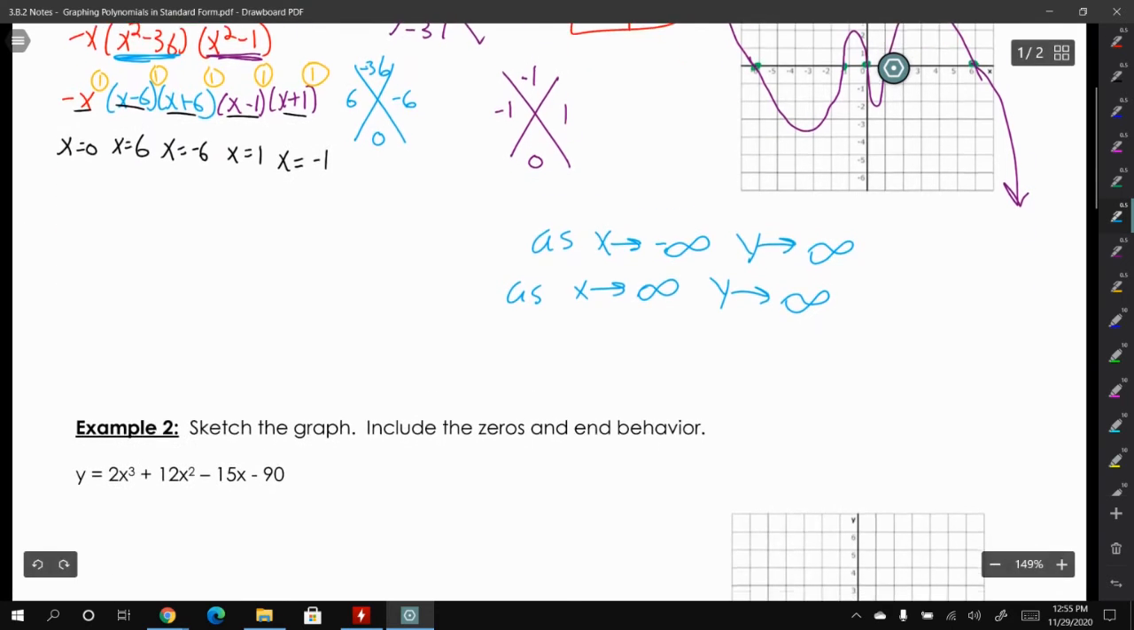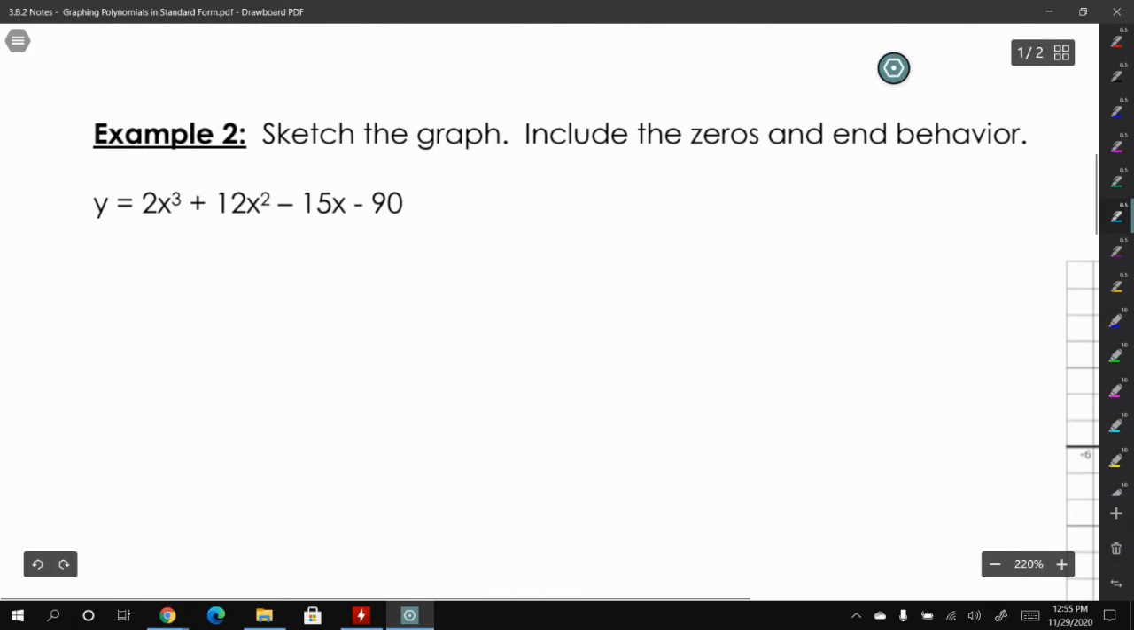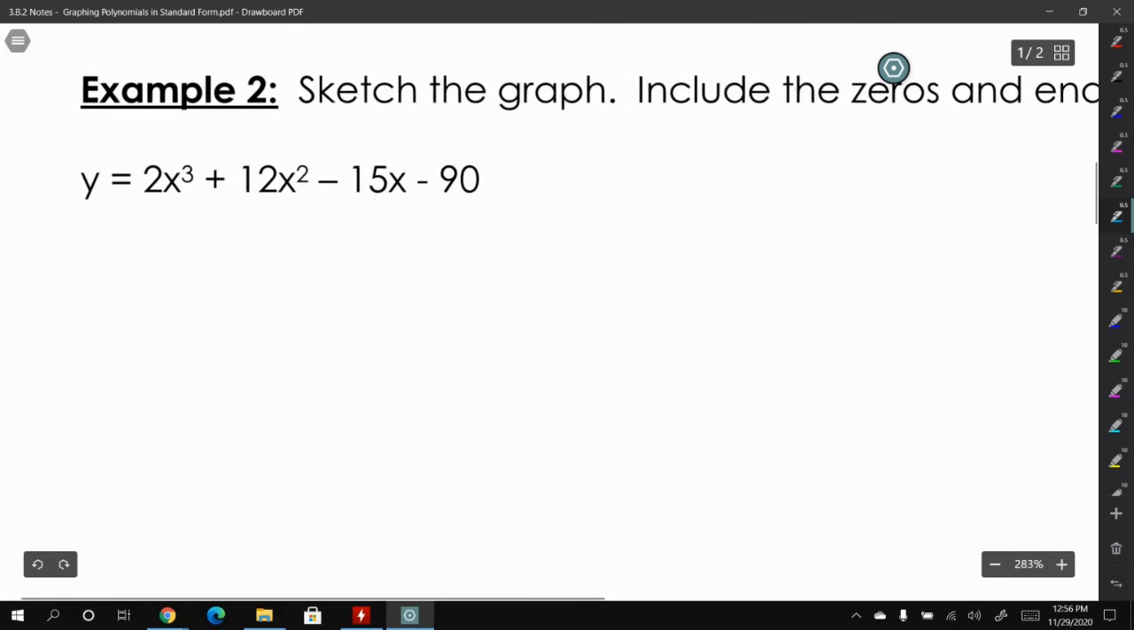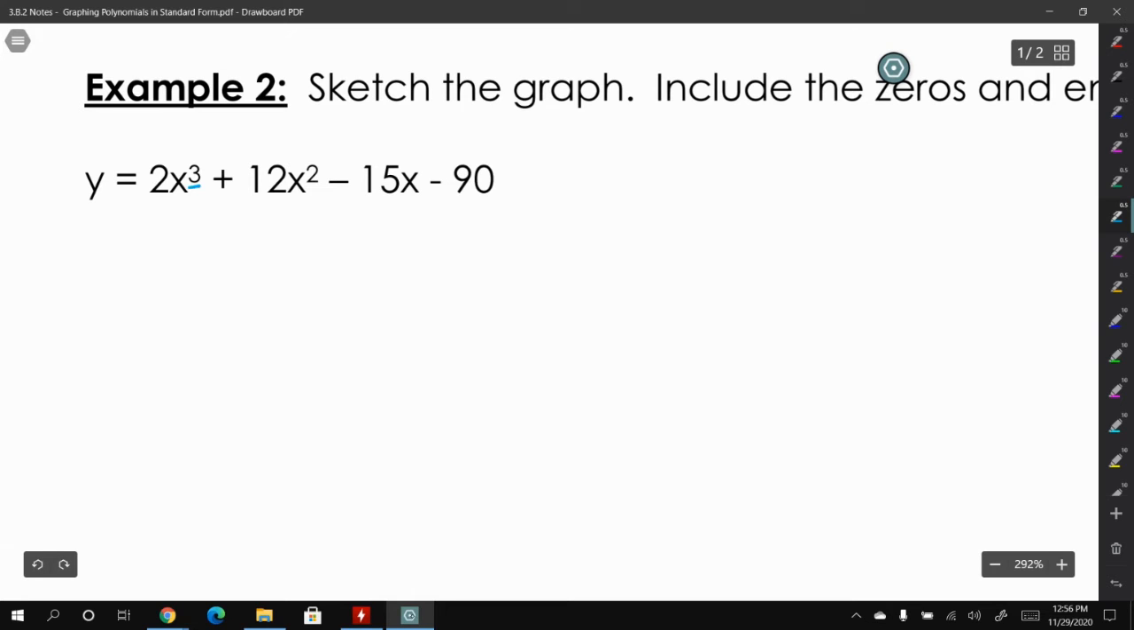All right, now let's look at example 2. What you'll notice is that we have 2x to the third plus 12x squared minus 15x minus 90. So we don't have a GCF, and also we don't have an x to the fourth and x squared and a constant, so a term with no x. What happens when we have this, when our exponents go from 3 to invisible 1 and then no x, we go right to the box. Go right to the box.